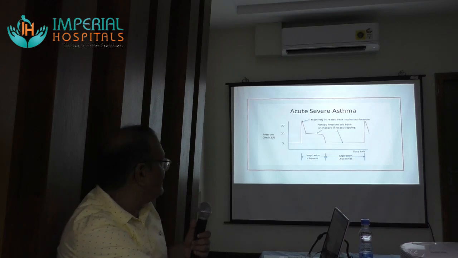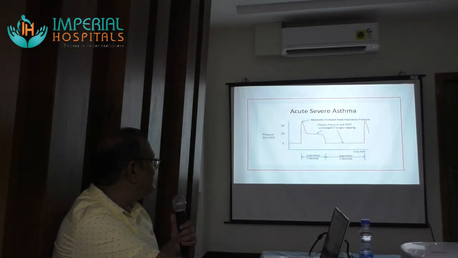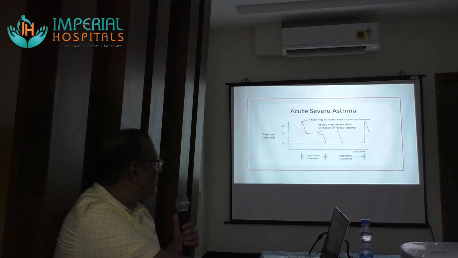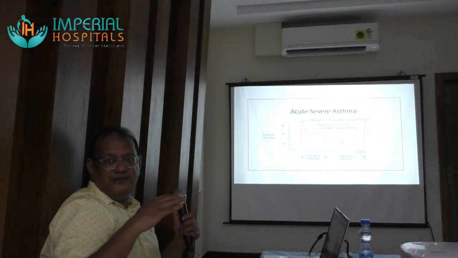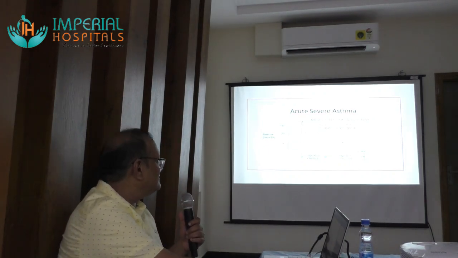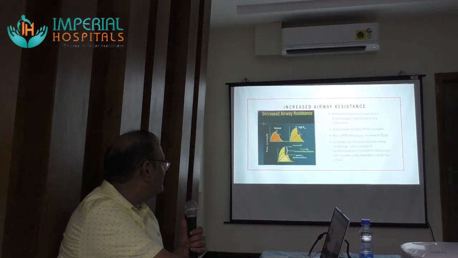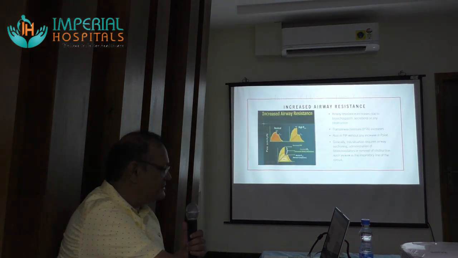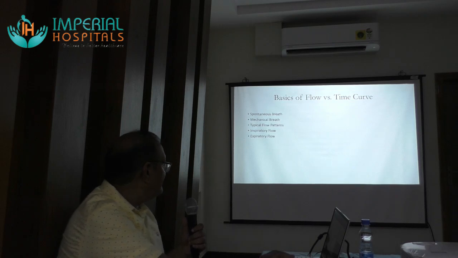In case of acute asthma, again, you will see a massively increased peak inspiratory pressure, but plateau pressure remains unchanged. Remember, this is different from where the compliance has changed. This looks like the initial high airway resistance picture, right? Pretty much the same thing.